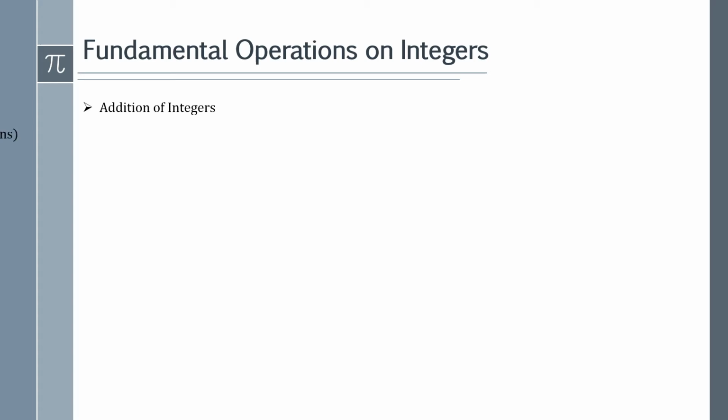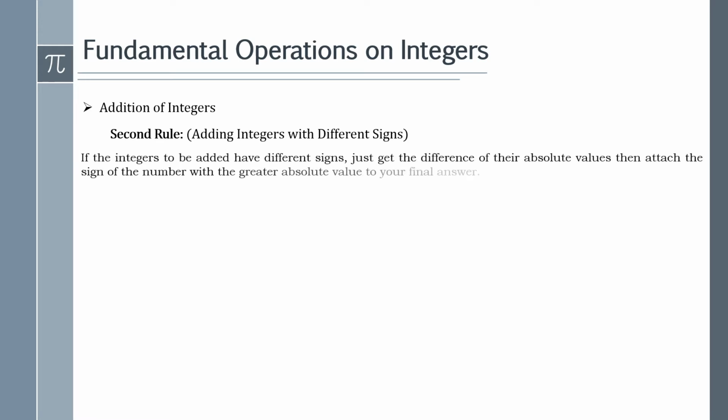This time, we will add integers with different signs. So, this is the second rule of adding integers. Okay? Different yung sign. So, anong gagawin? If the integers to be added have different signs, just get the difference of their absolute values. Then, attach the sign of the number with the greater absolute value to your final answer. Again, we can fully understand this one if we will apply this into an example. Okay. So, first we have negative 5 plus 2.